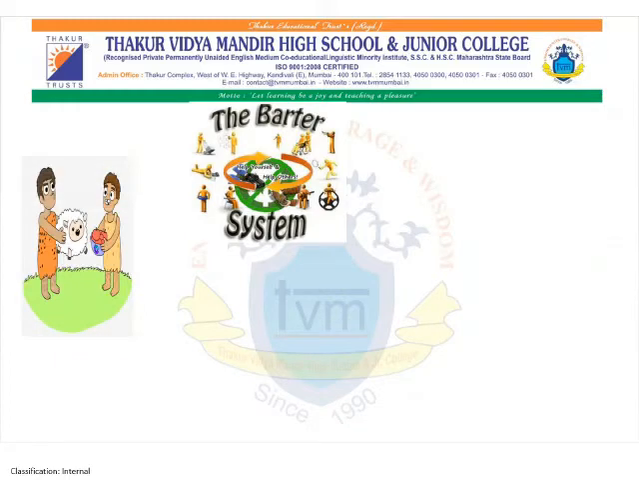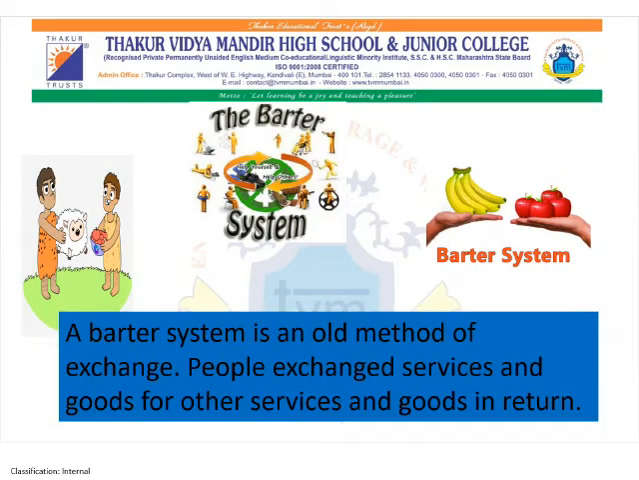Trade is an age-old concept. In ancient and medieval periods, trade was done through the barter system. Now, what is a barter system? A barter system is an old method of exchange. That is, people exchange services and goods for other services and goods in return. For example, grains were exchanged in lieu of work done, or oil, salt, honey, and milk were exchanged for grains. There was no currency used in this trade.